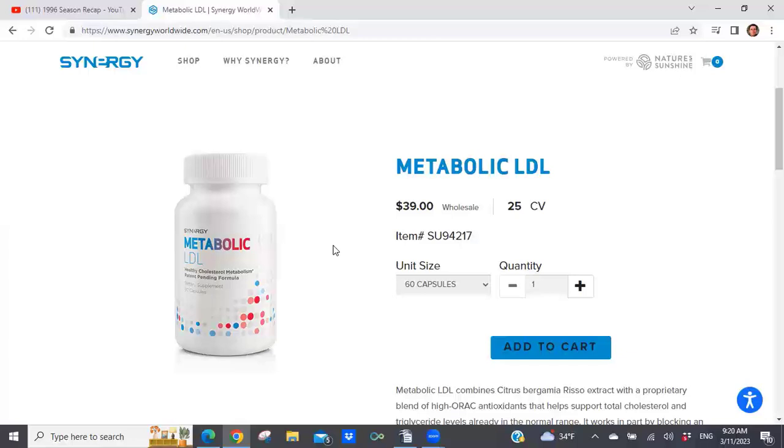So Metabolic LDL not just helps to reduce the potential for oxidized cholesterol, Metabolic LDL is a powerful antioxidant because of its bergamot fruit extract and 9 different fruits and vegetables, all synergistically working together to increase your antioxidant intake to again deal with free radical damage. So I would highly recommend this product if you are looking for additional antioxidants to bring into your system.